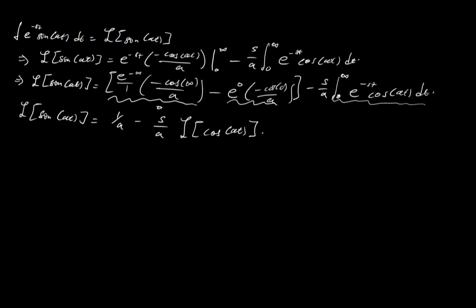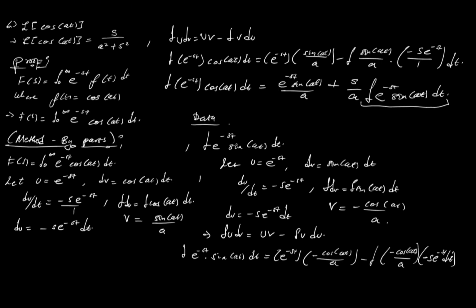Now, with this in mind, it implies that from what we had earlier on, before we computed our data, we had the Laplace of cos of at, which is s over a, then the integral from 0 to infinity of e to the minus st sine of at dt. In case you don't remember, we're talking about this portion here.